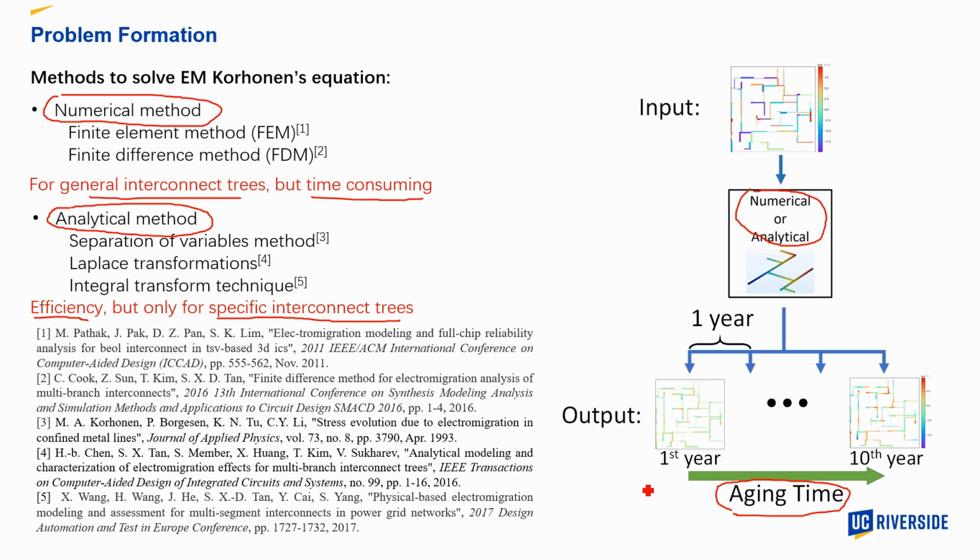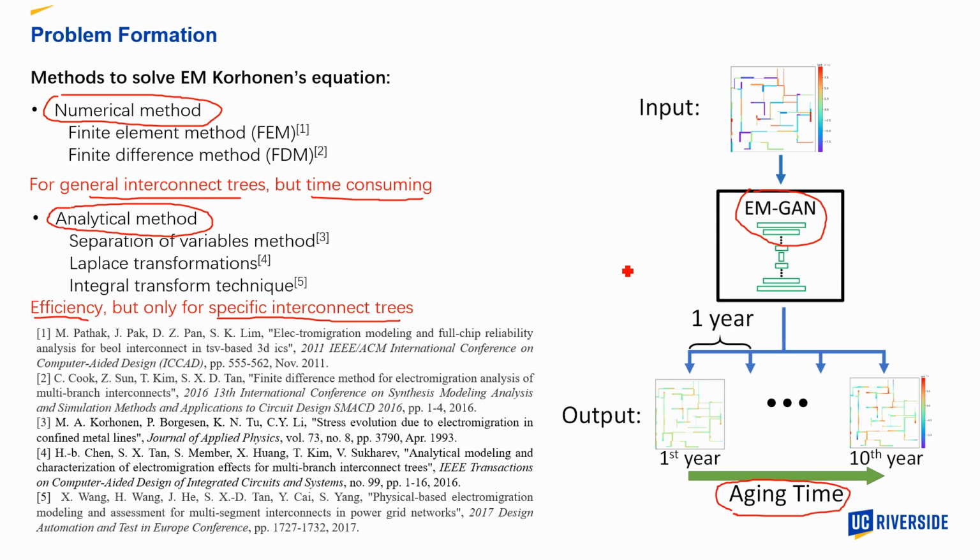In this work, we propose to treat this traditional problem as an image-to-image transformation process so that we can leverage EM-GAN, which is a machine learning-based generative model, to substitute the traditional ways with the hope that it can be applied to any general interconnect trees but still achieves high efficiency and accuracy.